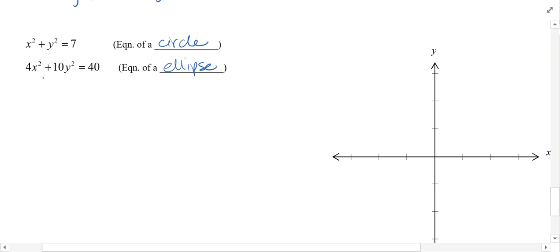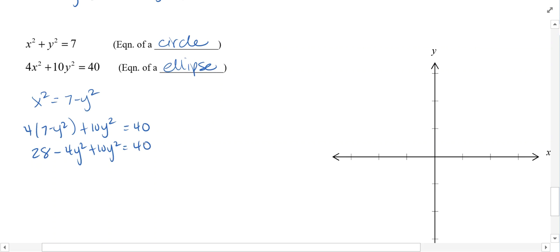For the first one, I am just going to say x squared equals 7 minus y squared. And since my other variable is an x squared, I don't actually have to solve and get x by itself. I'm just going to substitute x squared for 7 minus y squared in there. So I'll have 7 minus y squared plus 10y squared equals 40. I'm just going to distribute, combine these, and then subtract the 28. Take the square root. So you get plus or minus 2.